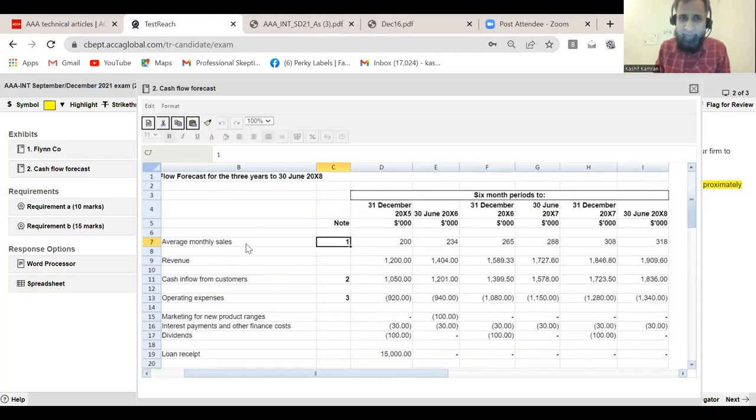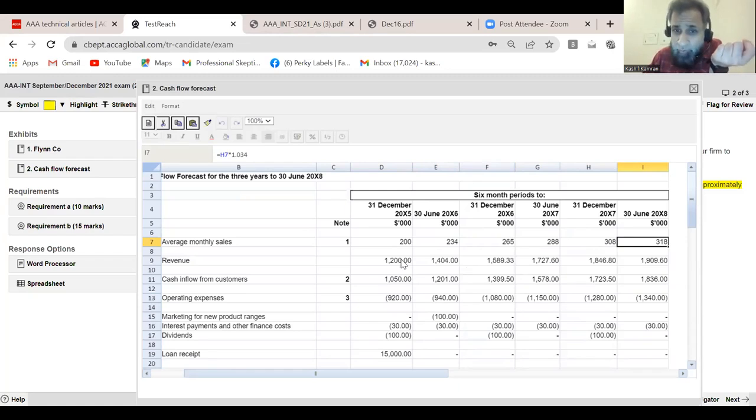The first assumption is for the average monthly sales. And you can see the average monthly sales increasing from 200 to 234 to 265 to 288 to 308 and to 318. So in every 6 months, the monthly sales is increasing, right? It could be optimistic. It could be unrealistic because the management wants to overstate the cash inflows. And that's one reason, right?